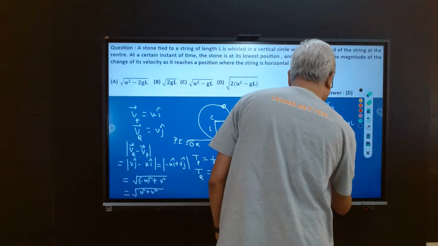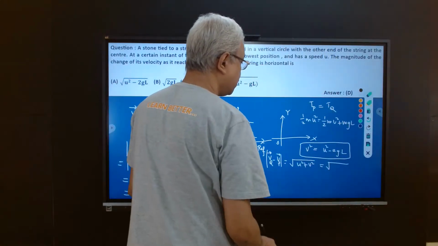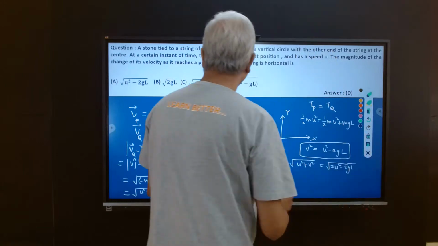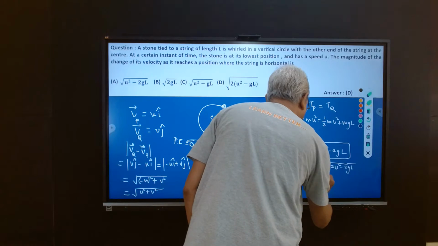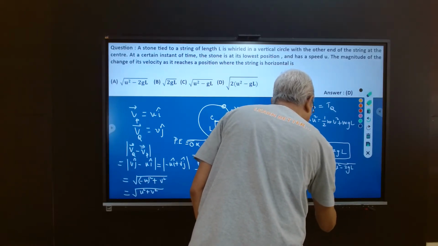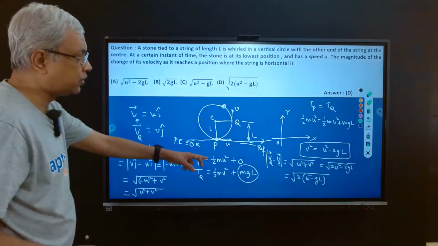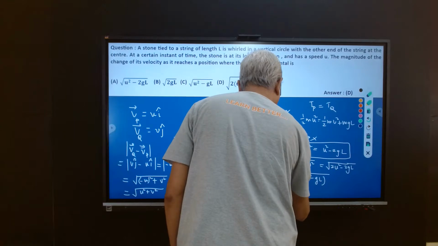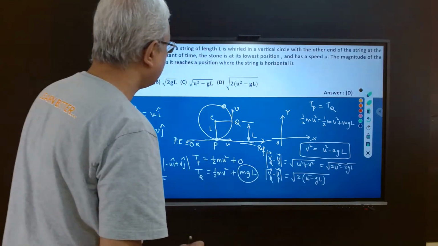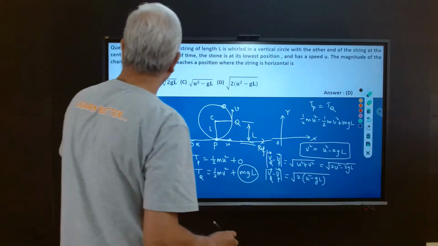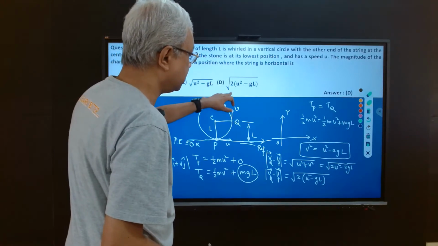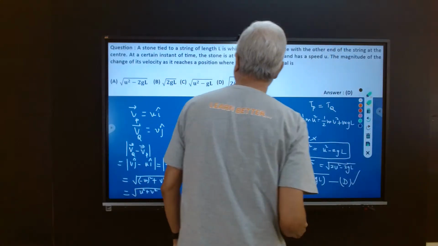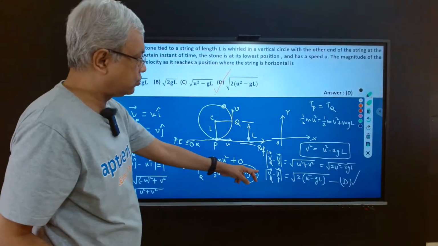So it is actually V square is U square minus 2gl. So it is 2U square minus 2gl. Okay, so it is square root of 2U square minus gl. So the magnitude of VQ minus VP is equal to square root of 2U square minus gl. So 2U square minus gl is appearing in option D. Therefore, answer D is the right option. So this is the correct answer.